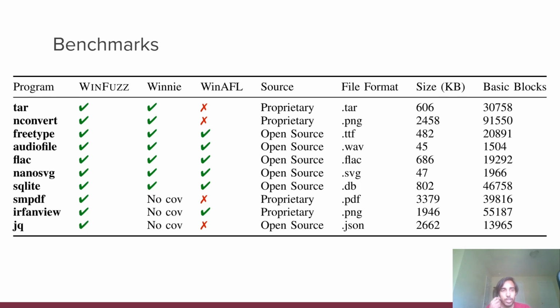You can notice that WinFuzz was able to fuzz all 10 targets correctly, while Winnie was only able to fuzz 7 correctly. It was able to run all 10, but it could not report any coverage for SMPDF, IrfanView, or JQ. WinAFL failed to run 4 of the targets from our benchmark list.